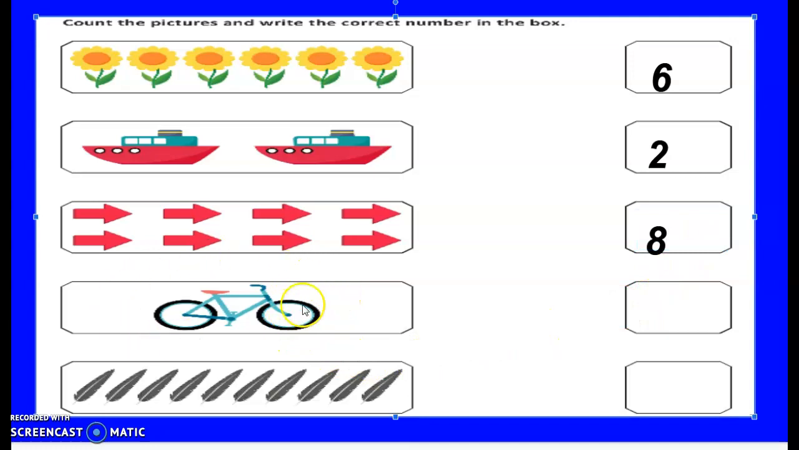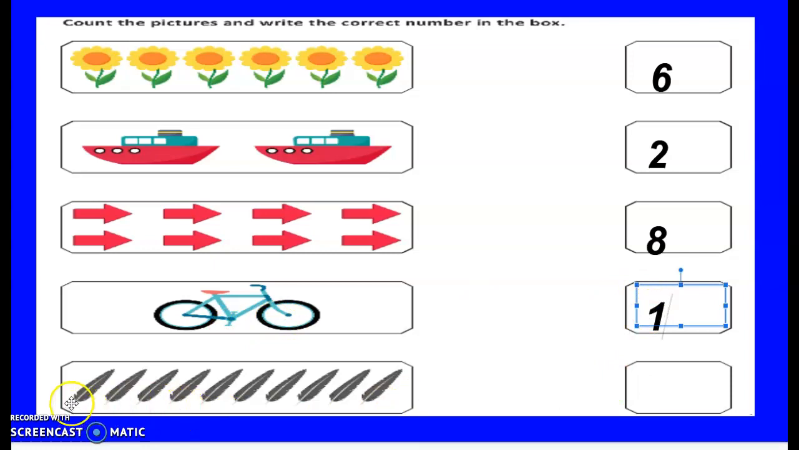Okay. What is this? This is a cycle. Bicycle. So how many cycles are there? Only one. One cycle is there. So what will you write? You will write number 1. Okay, we will write 1 because only one cycle is there.